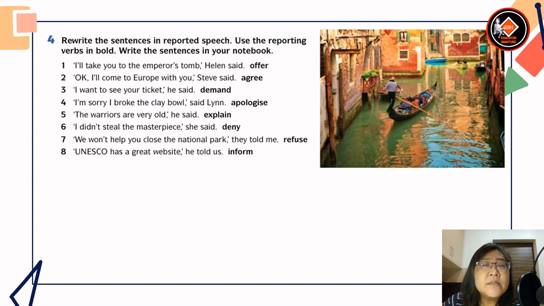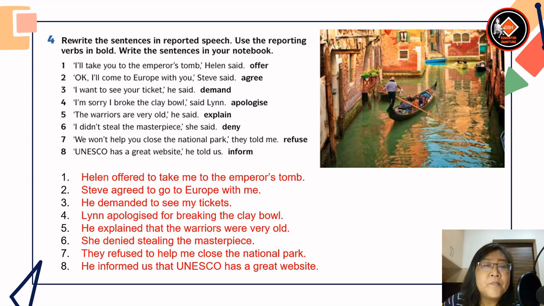Now rewrite the sentences in reported speech. Use the reporting verbs in bold. Write the sentences in your notebook. We have number 1, "I'll take you to the emperor's tomb," Helen said. So you have to use the word offer. So the sentence is, Helen offered to take me to the emperor's tomb.